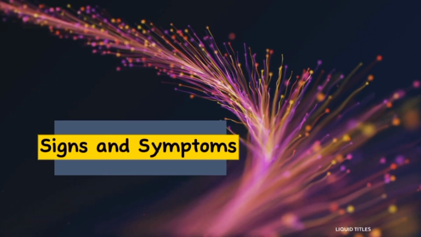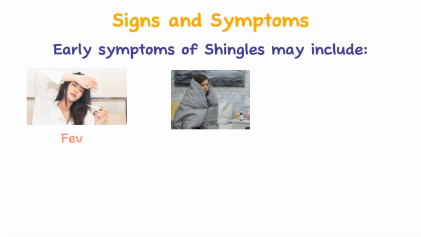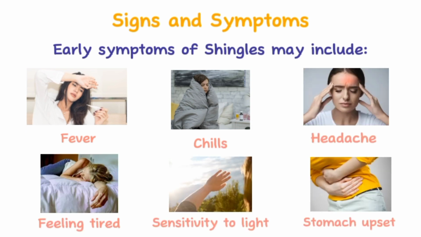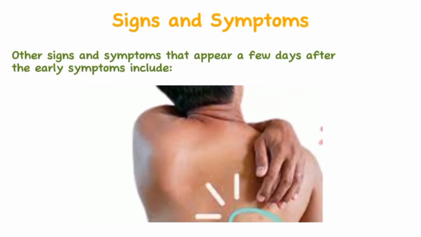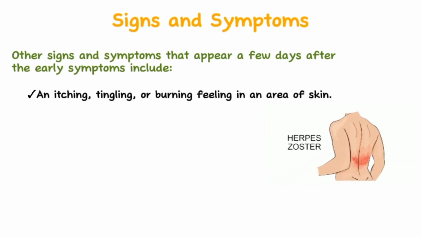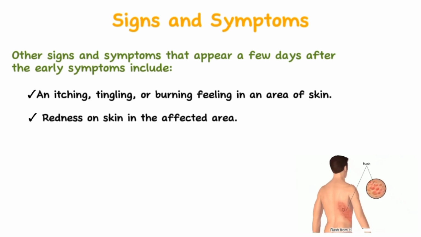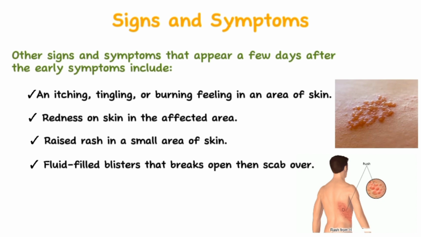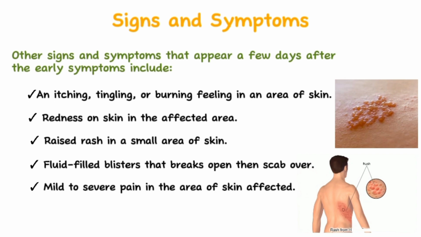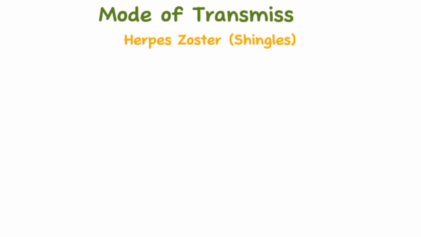Now, we will talk about the signs and symptoms. Early symptoms of shingles may include fever, chills, headache, feeling tired, sensitivity to light, and stomach upset. The other signs and symptoms that appear a few days after the early symptoms include an itching, tingling, or burning feeling in an area of skin, redness on skin in the affected area, a rash in a small area of skin, fluid-filled blisters that break open then scab over, and lastly mild to severe pain in the area of skin affected.